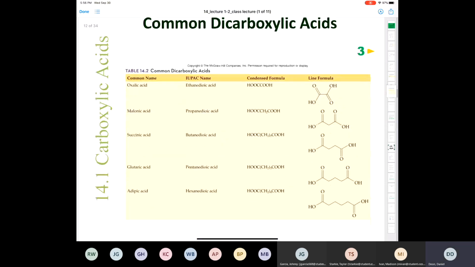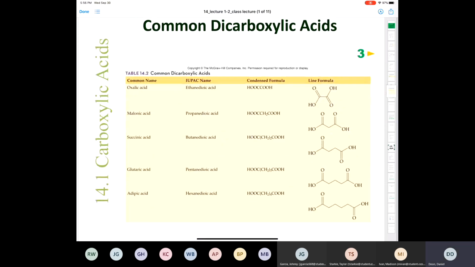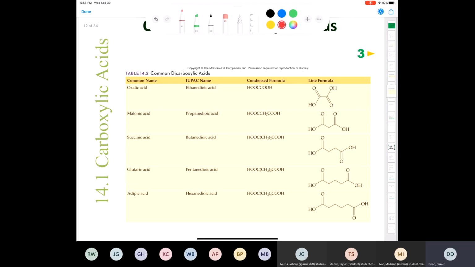Now let's move on to common dicarboxylic acids. My students come up with all kinds of silly little acronyms that they've shown me to memorize different things. And of course, if you want to have a dicarboxylic acid, you've got to have at least 2 carbons, okay? So the simplest dicarboxylic acid is oxalic acid. It's got 2 carbons. When you have 3 carbons, that's malonic acid. 4 carbons is succinic acid. 5 is glutaric acid. And 6 carbons is adipic acid.